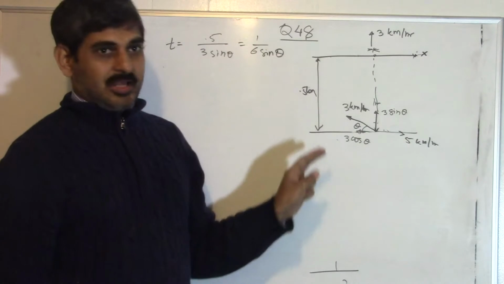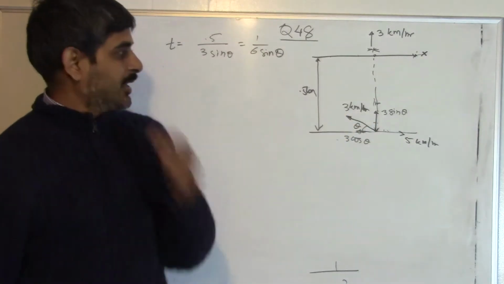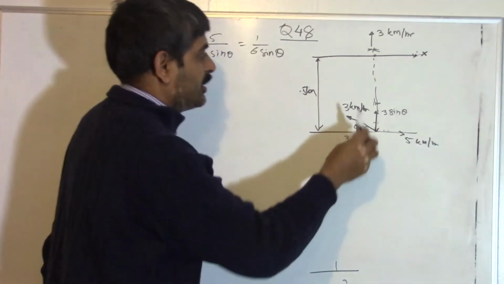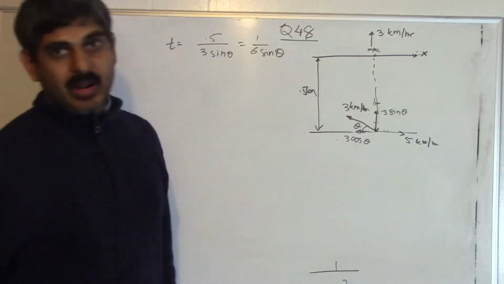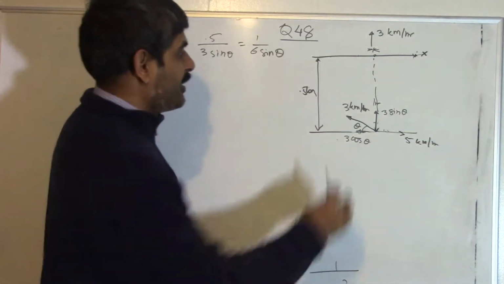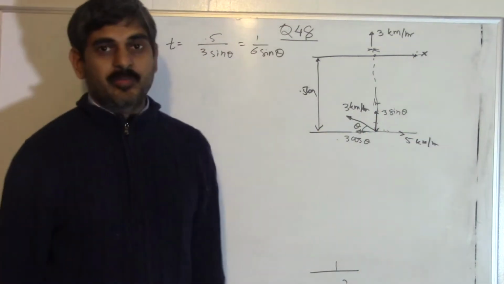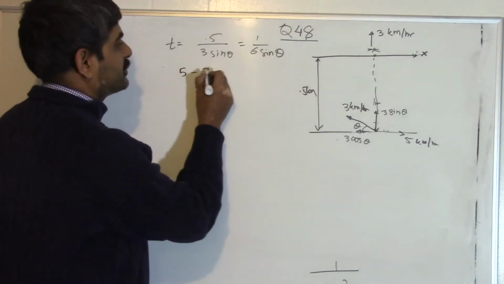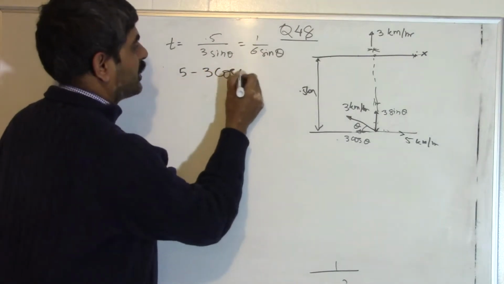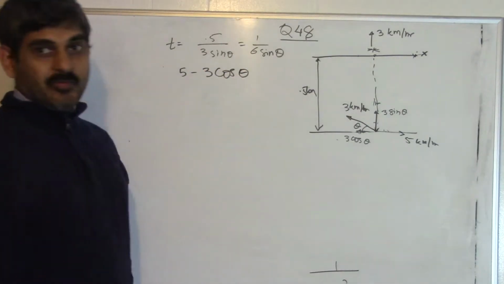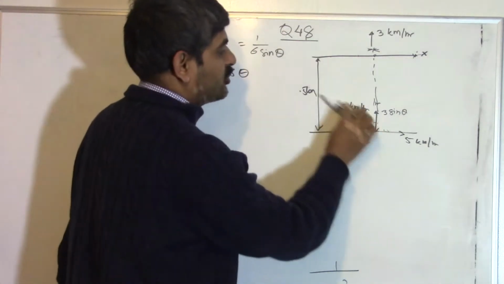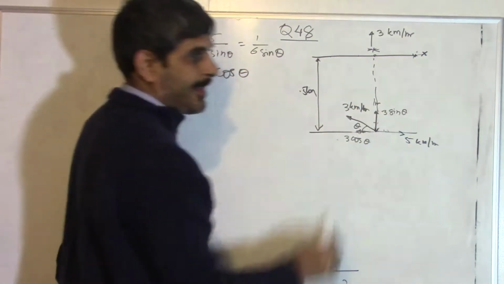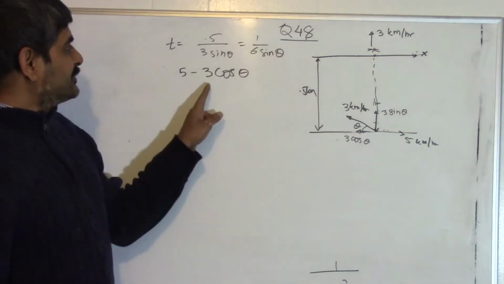Now on the horizontal side, what is happening is this velocity is 5 km/h, and this velocity is 3 km/h. So the net velocity is going to be 5 minus 3 cos theta. Even if he is trying to move in this direction, you will see that he eventually moves up here. And the reason for that is this.